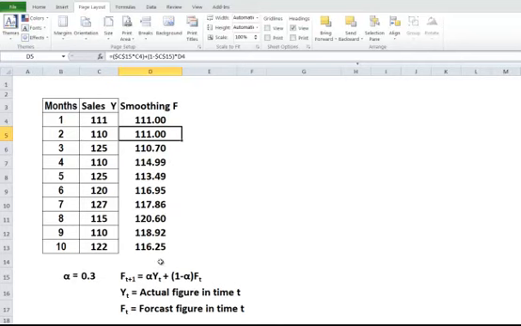Now just drag this one down and you get these figures here. Now you can look at any one of those. It's C15, that's fixed, times C9, that's the actual in the previous time period, times alpha, plus 1 minus alpha times the forecasted in the previous time period. So we get this set of figures here. So these are our actual sales, and this is what the trend is suggesting, the figures that underlie the figures. This is the trend line.